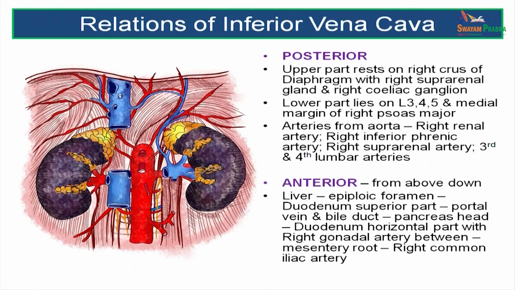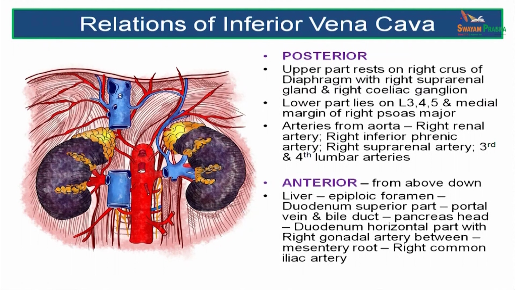The relations of the inferior vena cava: posteriorly, it rests on the right crus of diaphragm with right suprarenal gland. Lower down, it lies on the right psoas major. It also lies on arteries from the aorta like the renal artery, inferior phrenic, right suprarenal and the right third and fourth lumbar arteries.